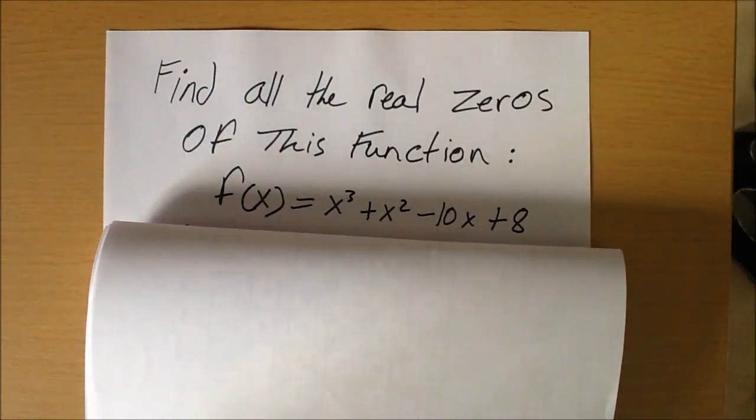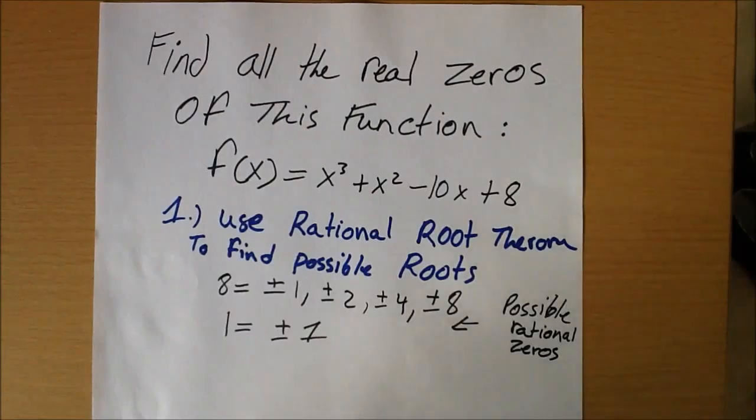Hi, in this video I'm going to show you how you can find all the real zeros of this function, f of x equals x cubed plus x squared minus 10x plus 8. The first thing you have to do is use the rational root theorem to find all the possible roots.